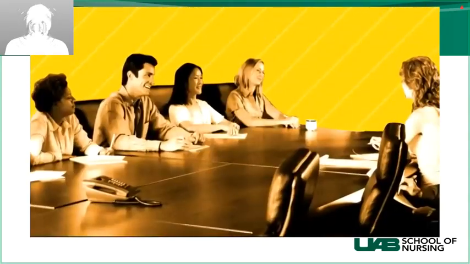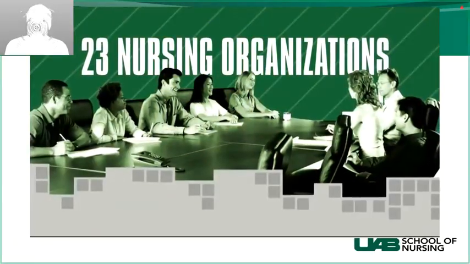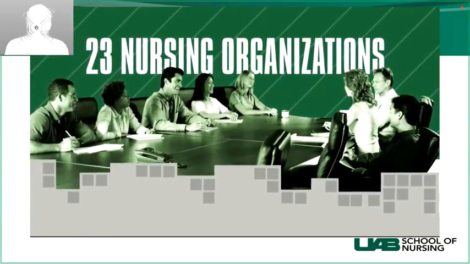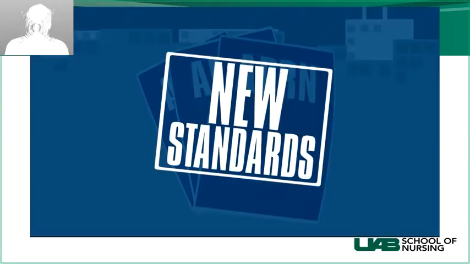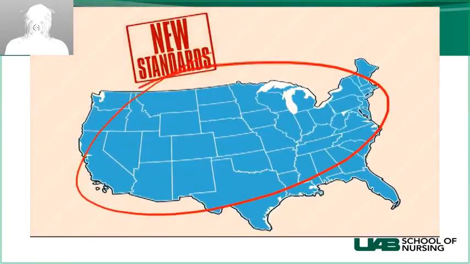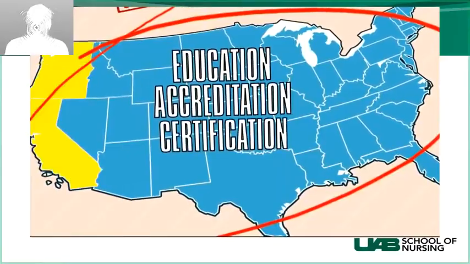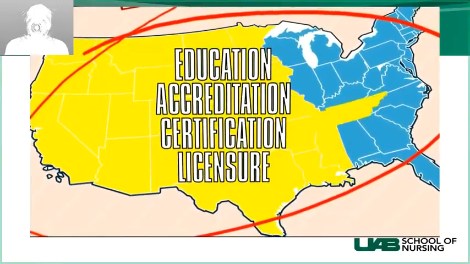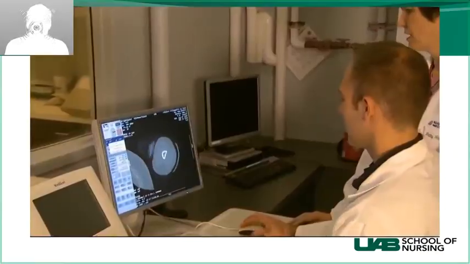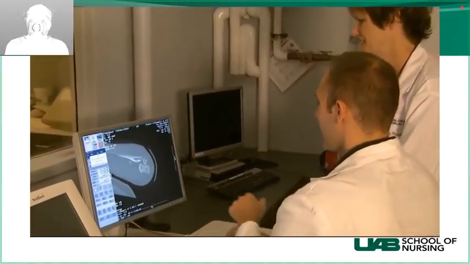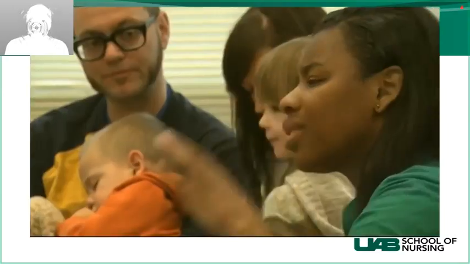In 2004, nurse leaders representing 23 organizations began working together over a 4-year period to develop new national standards for advanced practice registered nurses. These standards, when adopted by each state, will ensure that the education, accreditation, certification, licensure, and practice requirements for advanced practice registered nurses are the same throughout the country. This will increase mobility of advanced practice registered nurses and allow them to move to other states without having to meet different licensure requirements. And most significant, the new changes outlined in the consensus model ensure public safety by making.